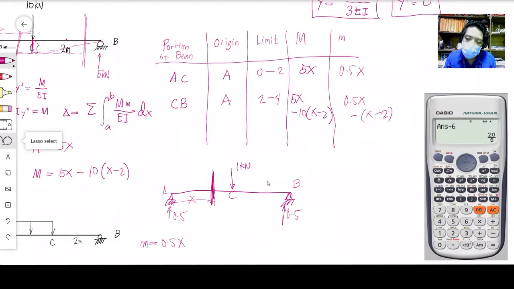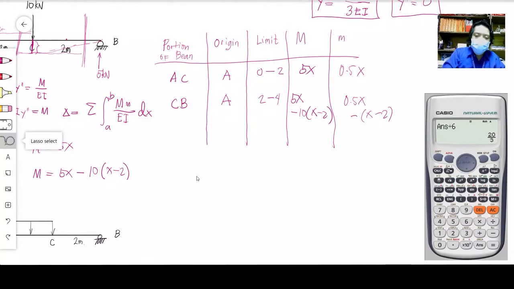Next, at segment CB, the cutting plane goes here also, and this distance is x. So this will be your moment: 0.5x minus 1 times x minus 2. Simplifying, that is 0.5x minus 2. That's why we have it here. So that's how you solve for the moment, and that's only the moment equation.